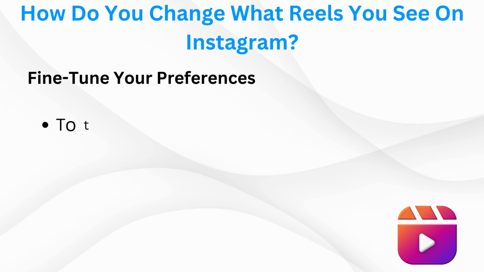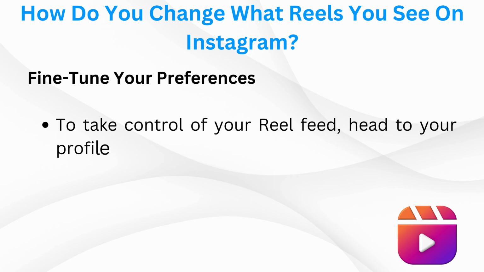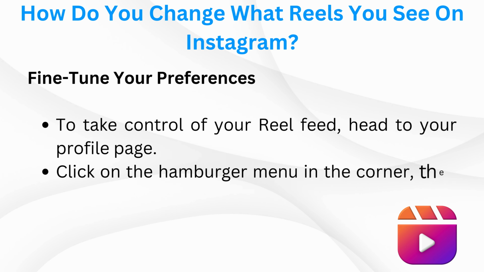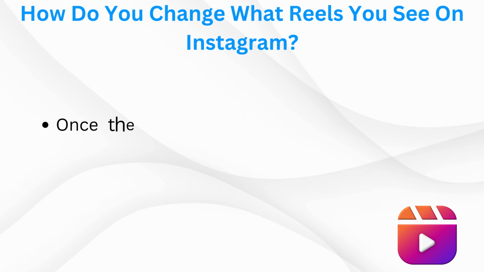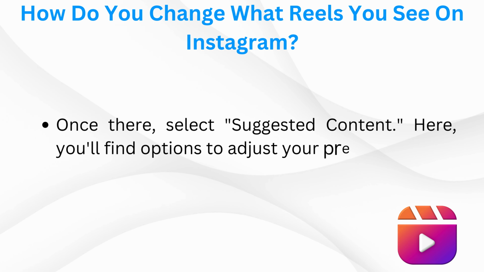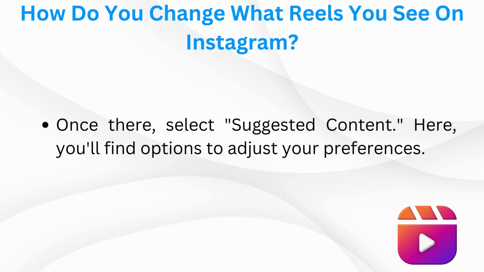3. Fine-tune your preferences. To take control of your reel feed, head to your profile page. Click on the hamburger menu in the corner, then navigate to Settings and Privacy. Once there, select Suggested Content. Here, you'll find options to adjust your preferences.